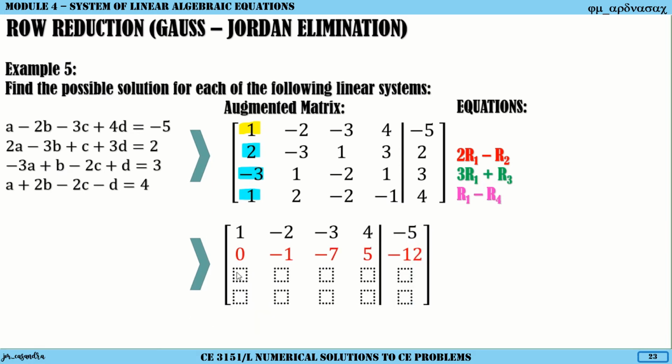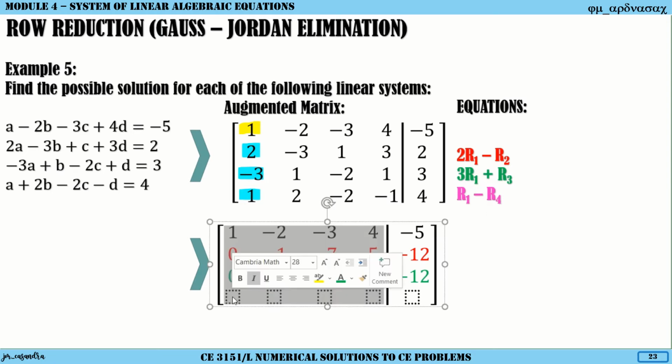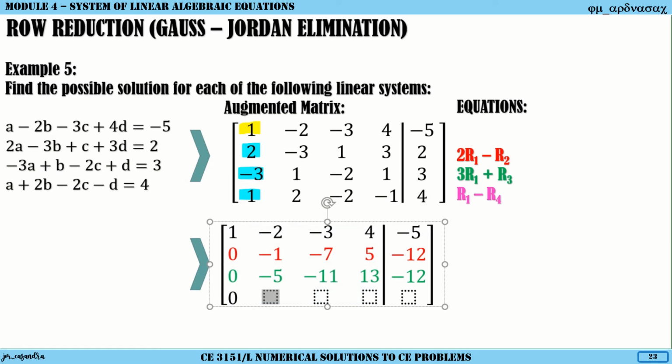Then for the third row, applying 3r1 plus r3, we will now arrive at 0, -5, -11, 13, and -12. And lastly, for the fourth row, that's r1 minus r4, so we'll have 0, -4, -1, 5, and -9. So we have already reduced our first column. So we move to the next step.